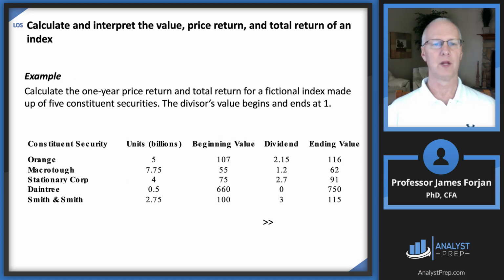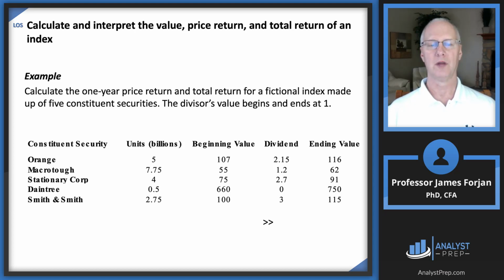Here's a good example. Let's suppose that we have 5 constituent securities with a divisor that is just 1. So we have units, and those are billions. Remember, those are kind of like outstanding shares. There's a beginning value and an ending value, and then a dividend. So 4 of these constituent securities pay a dividend. 1 does not, the Dane tree.